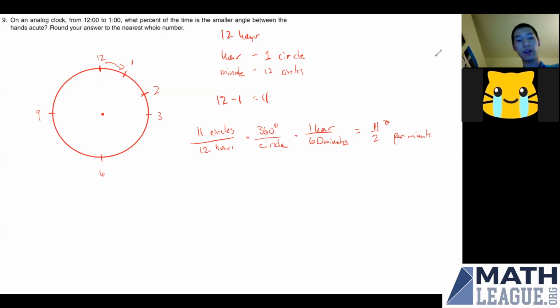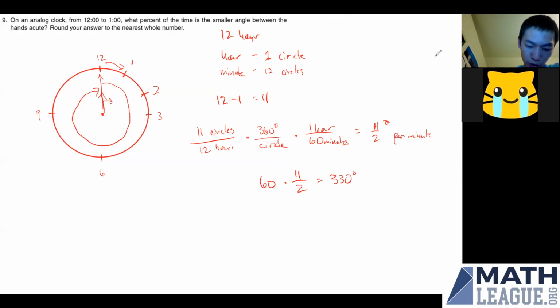And you can see this, right? If we consider one entire hour, well, 60 minutes times 11 halves is 330 degrees, which makes sense because in 1 hour, your minute hand goes all the way around, while your hour hand only goes 30 degrees. And so the angle between them changes by 330 degrees. What's even more useful to know is that in these 330 degrees, the angle between the hands changes at a constant rate, right?